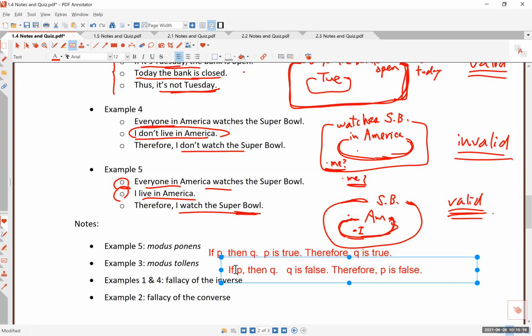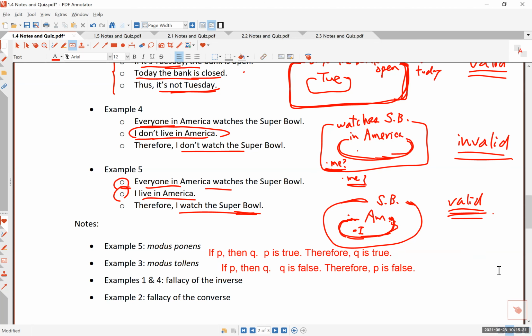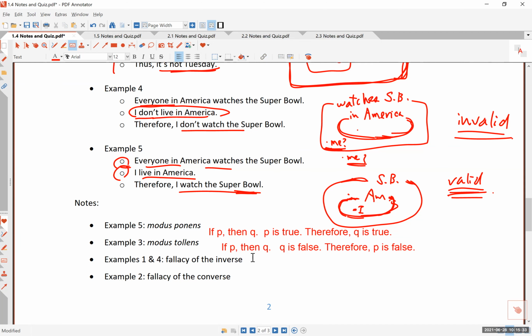Think about this. If you live in California, you live in the US. Well, you don't live in the US, therefore you do not live in California. That is negating the consequent. What this is really saying is the contrapositive. If the negation of Q is true, if Q is false, then P cannot be true. P is false, and that is a valid statement by contrapositive.